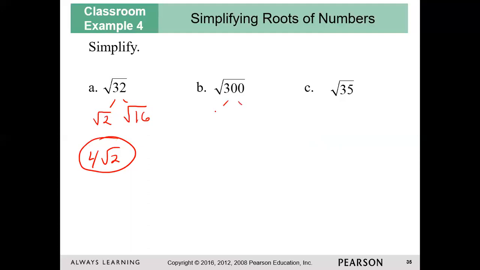Over here, same thing. We've got 3 and 100 because 3 times 100 is 300 and 100 is a perfect square. So we can take the square root of 100. So that's going to be 10 radical 3. Over here, it doesn't matter how you break this up. If you break this up into 35 and 1, obviously that doesn't do much. 7 and 5, there are no perfect square factors of 35. So this is already simplified. There's nothing to do there.